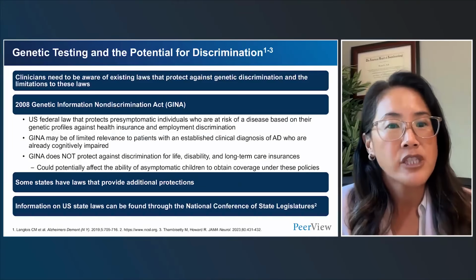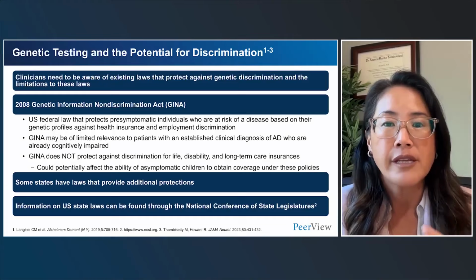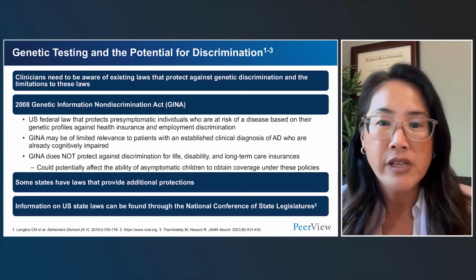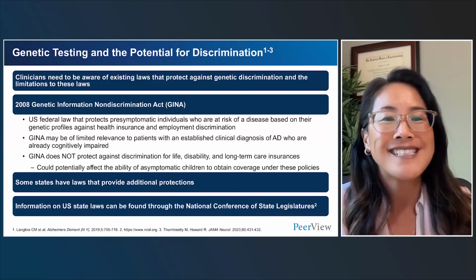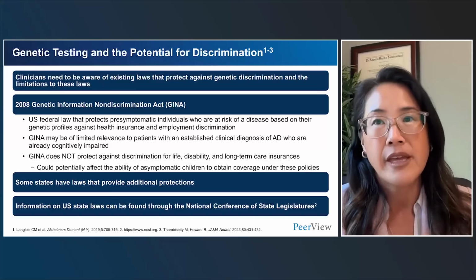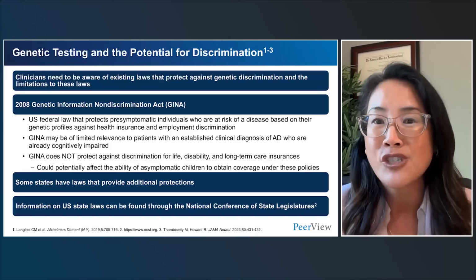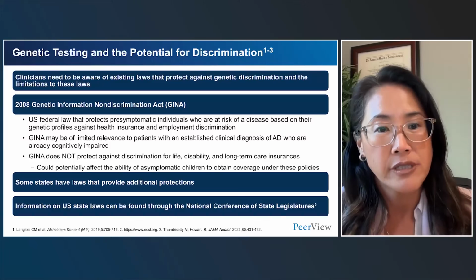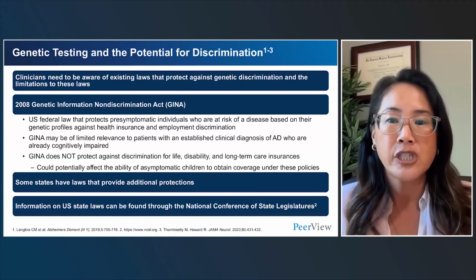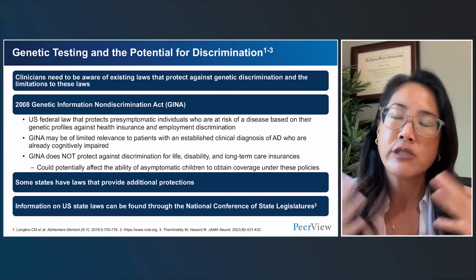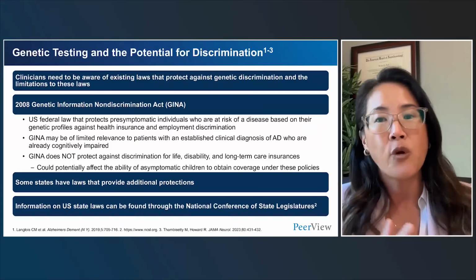But this protection may be limited related to people who already have the clinical diagnosis and are cognitively impaired. And it does not protect against life insurance, disability insurance, long-term care insurance. And so this could potentially impact the ability of asymptomatic children to get these types of insurances. So it's important to think about before we do the testing.